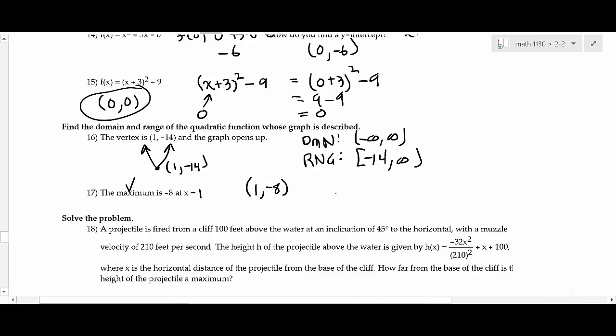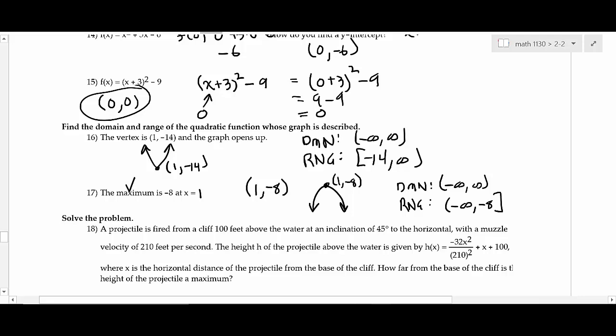So what does the parabola have to do if it's a maximum? It has to go down. And that's really all you've got to look at on that: you have a vertex like that. The domain is always all real numbers on a quadratic function. So what's the range if it's opening downward? Negative infinity to negative 8, right? So you'd say negative infinity and then negative 8 with the bracket like that.